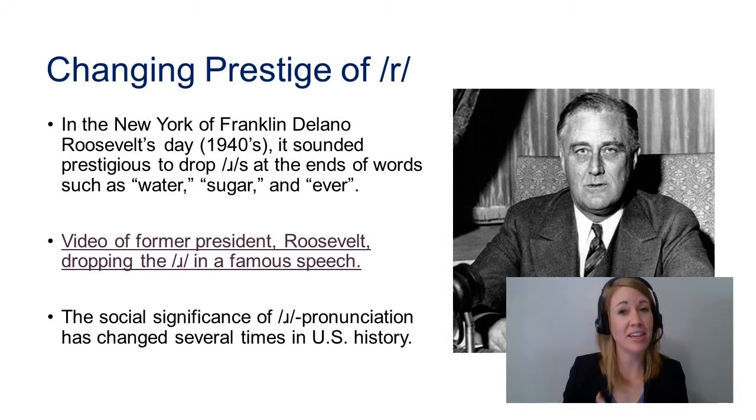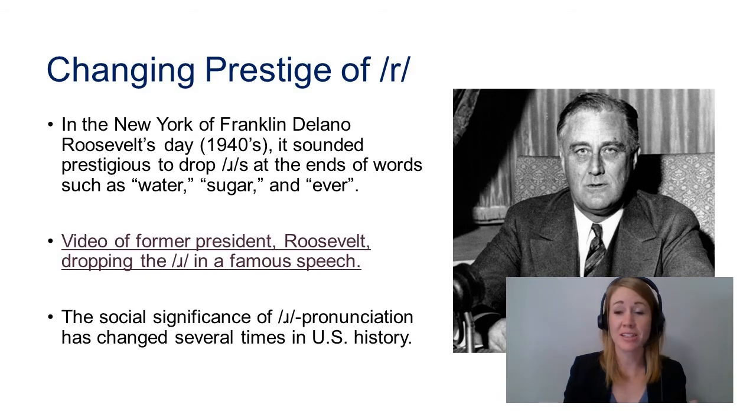In Labov's study in the 1970s, it demonstrates that using the R was prestigious and dropping the R was not. However, we're going back to the 1940s now. In the 1940s, 30 years prior, it was the exact opposite. If you wanted to sound prestigious, you would drop your R's. Pronouncing the R made you sound lower class at that time. And how we can see this is in this video with FDR, former president. If you look at this video, you can hear him drop the R throughout multiple times.